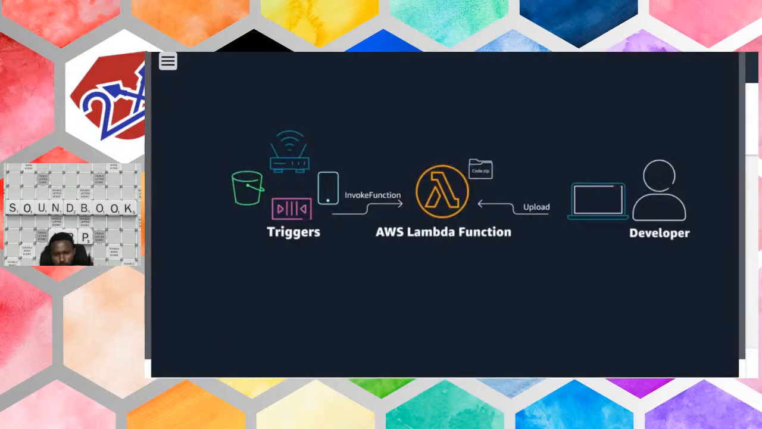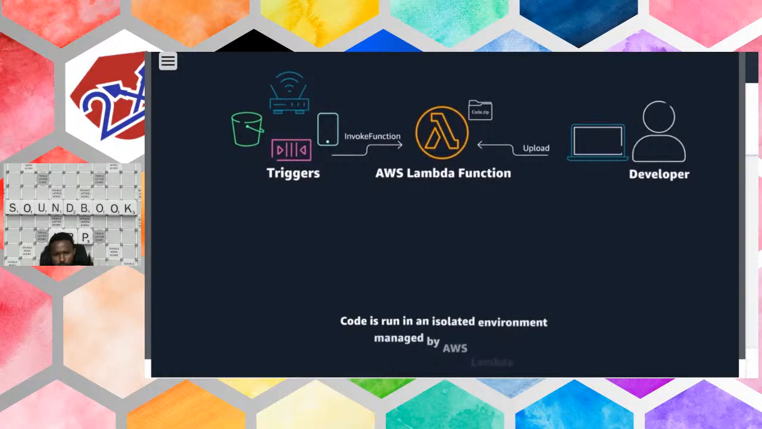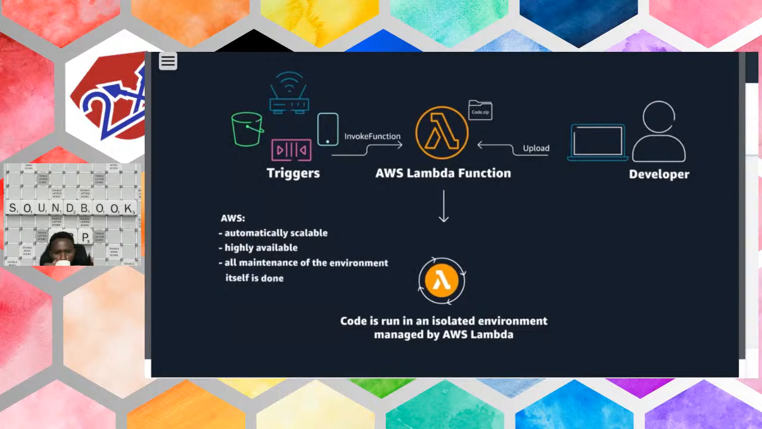When the trigger is detected, the code is automatically run in a managed environment, an environment that you do not need to worry too much about because it is automatically scalable, highly available, and all of the maintenance of the environment itself is done by AWS. You do, however, get to choose the language your Lambda function is coded in, the amount of memory and CPU your function is allocated in the environment, permissions, dependencies, and many other aspects of how the function runs.